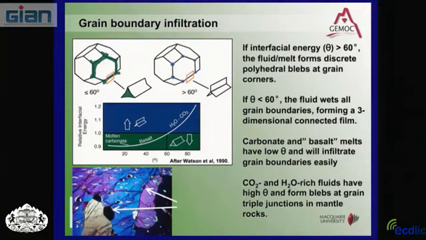This is why most of the metasomatic agents we find in the mantle are of basaltic affinity, carbonatite affinity, lamproite, kimberlitic affinity. At the opposite, CO2 and water-rich fluids have high interfacial energy and form blades at grain junctions in mantle rock, so there's a tendency to stay within the mantle peridotite and form some kind of feature like this. Okay? So just to remember this, the main metasomatic agent will be the one with this kind of interfacial energy.